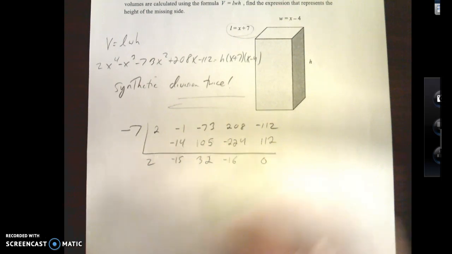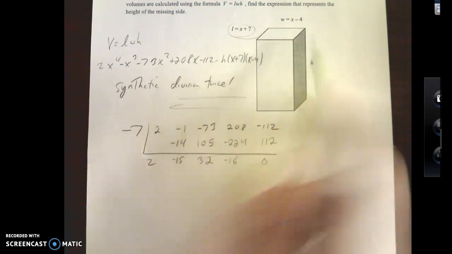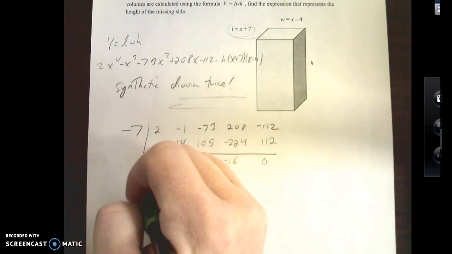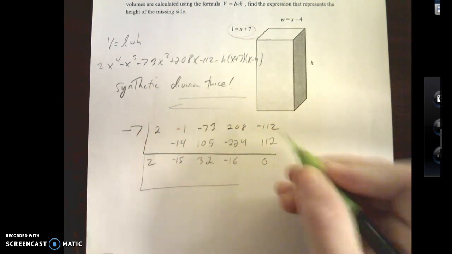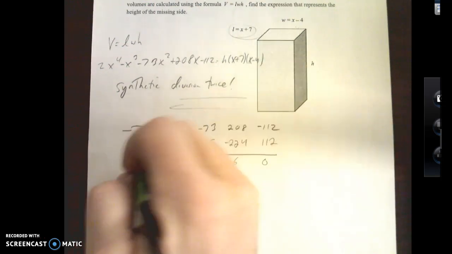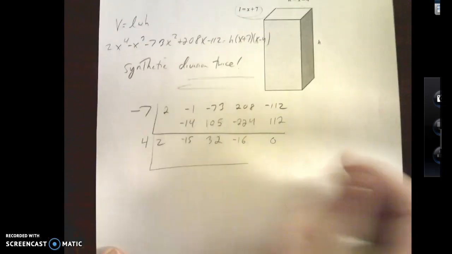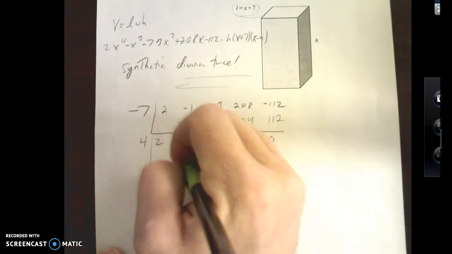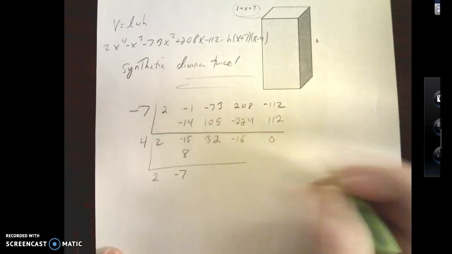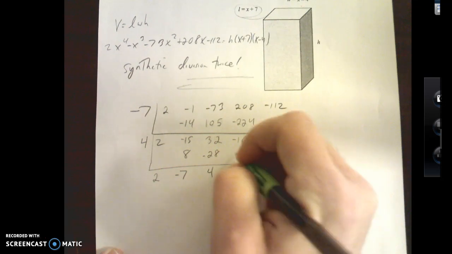Now, here's the thing. I want to find height. In order to find height, I must also divide by the width. Well, I'm going to drop this down, and I'm going to do synthetic division again with the other term. So in this case, I'm going to do a positive 4. Okay? So I'm just running it twice. So bring the 2 down, multiply. Negative 7, multiply. Okay? And then multiply.